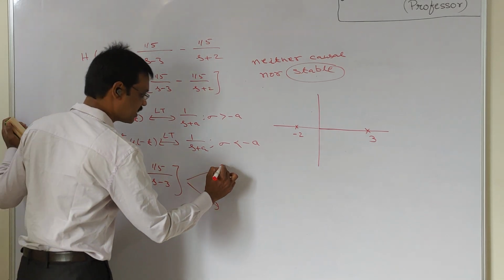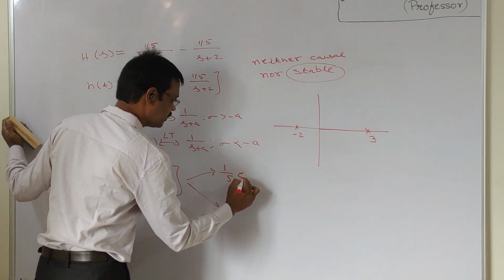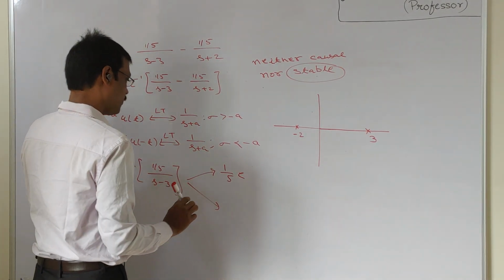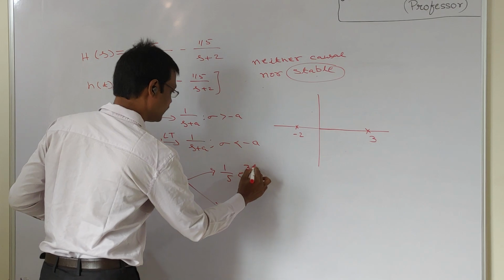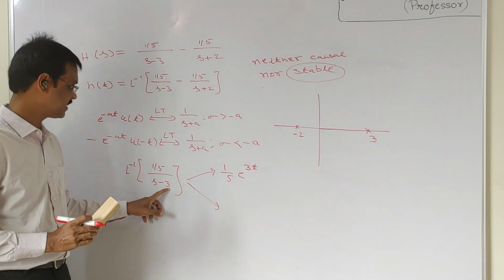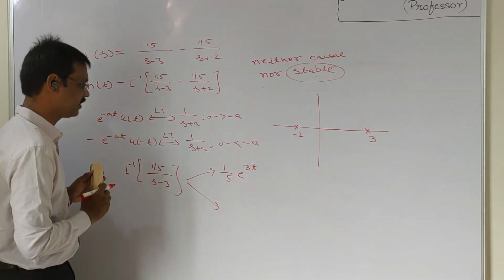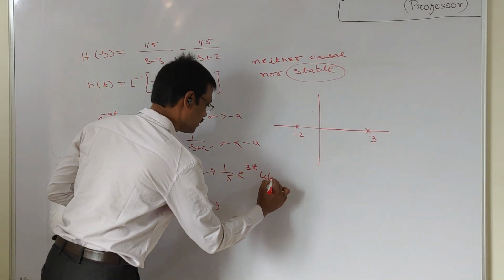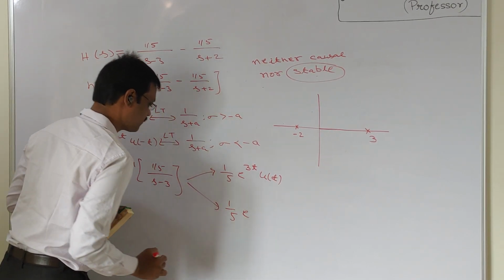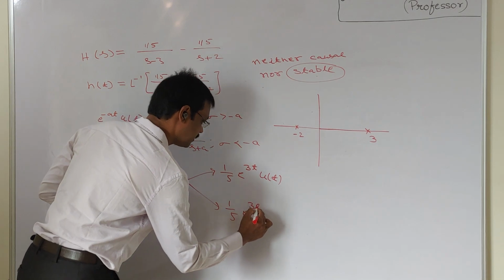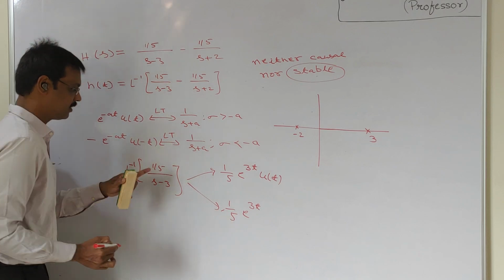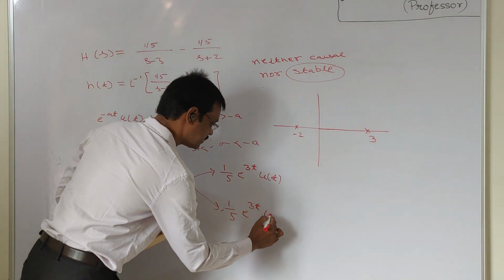One possible answer is 1 by 5 e to the power of 3t u of t. Why 3? Because s minus 3 is there, so a is equal to minus 3. Or, taking the other answer, minus 1 by 5 e to the power of 3t u of minus t.